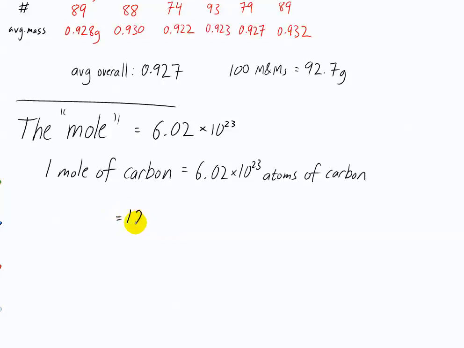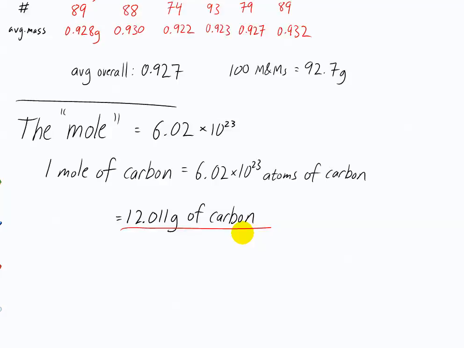And that equals 12.011 grams of carbon. And that's the important part here. Where does that 12.011 number come from? The table. If you look at C, element 6, you see it says 12.011 underneath it. So that number tells us the average mass of 1 mole of that substance.